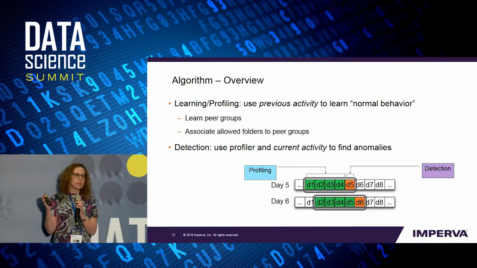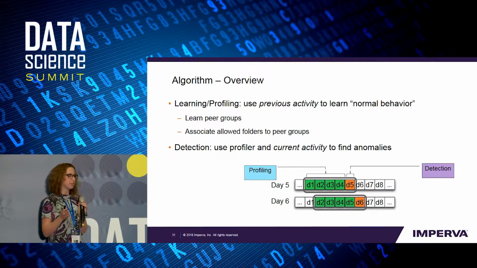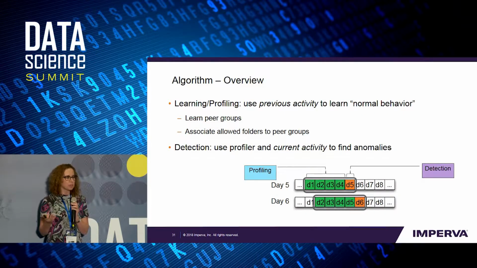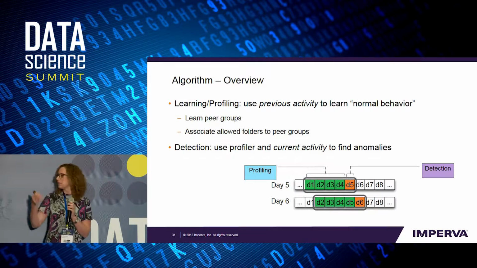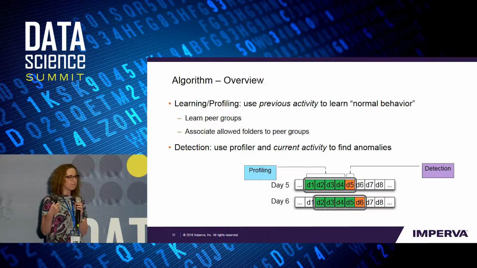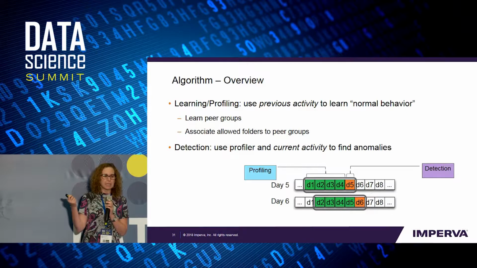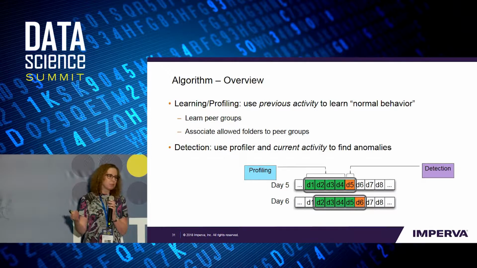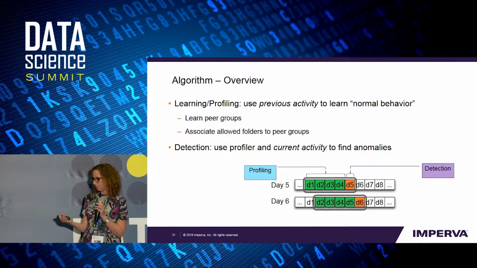The algorithm is a combination of two parts. The first part is the learning part. We call it the profiling part. And the second one is the detection. The goal of the learning part is to learn the normal behavior in the organization. Specifically, the profiler learns the dynamic peer groups and the files that are associated to each peer group. In order to do so, the profiler gets 2 months of data, and it is updated daily with new data.